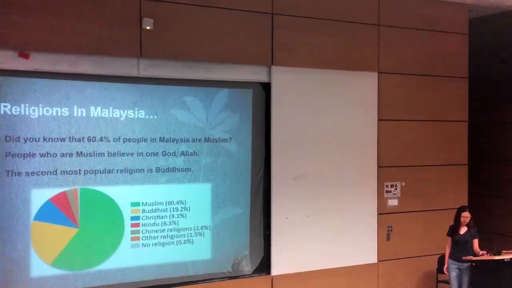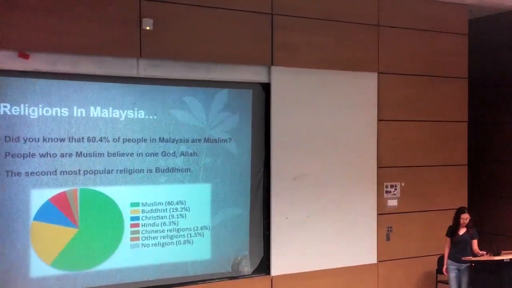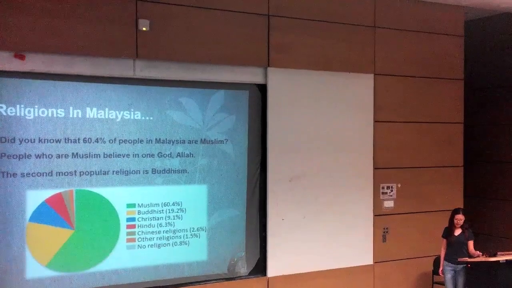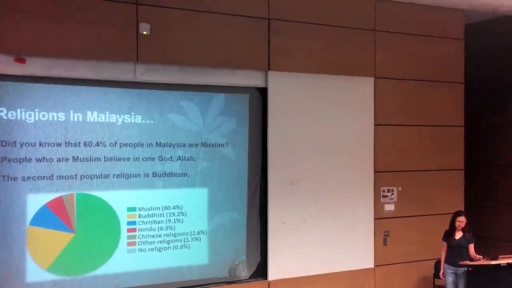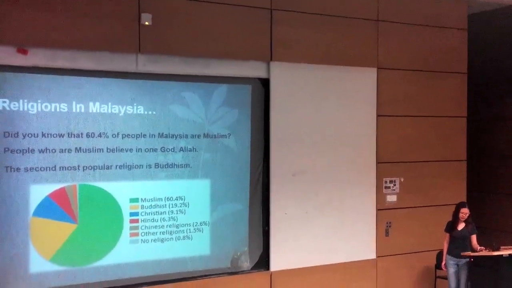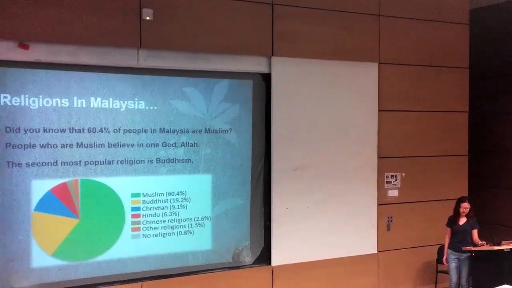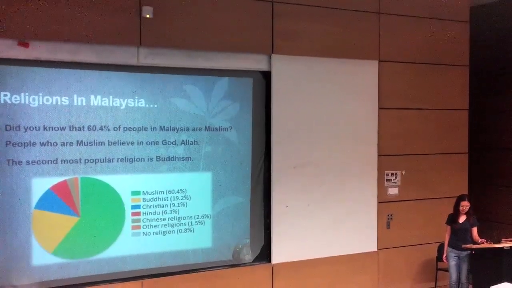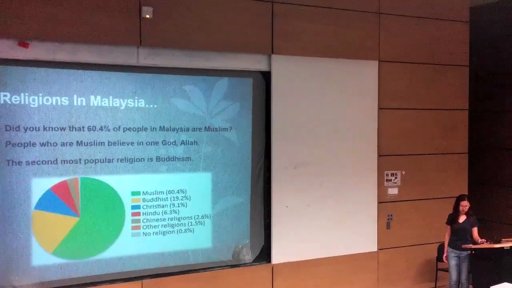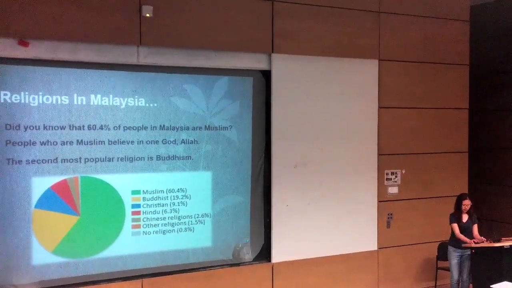The third major religion in Malaysia is Christianity. Christians make up about 9% of the population in Malaysia. Another major religion is Hinduism. It is practiced by the majority of Malaysian Indians. People who believe in Hinduism are called Hindus.